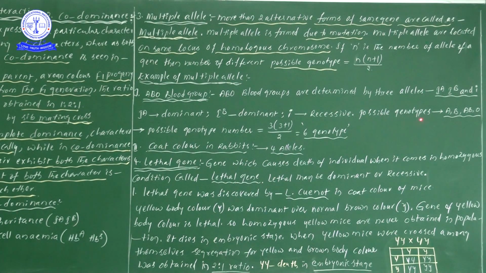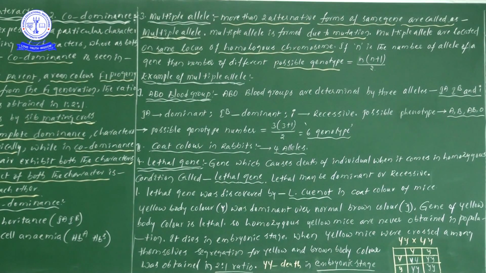One more time, the possible genotypes. What are the possible genotypes over there? A, B, AB, and one more is O. Sorry, possible phenotypes we have to write. I changed this one. Now the number of possible phenotypes: phenotypes means what characters will be expressed. So how many are there? A, B, AB, O. Now 4 possibilities are there.